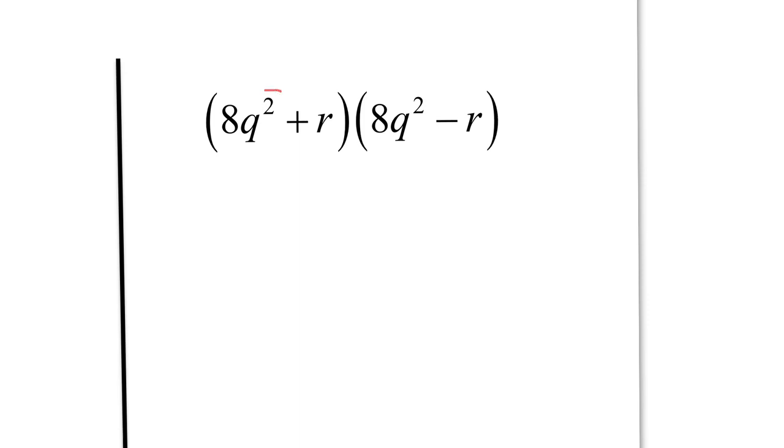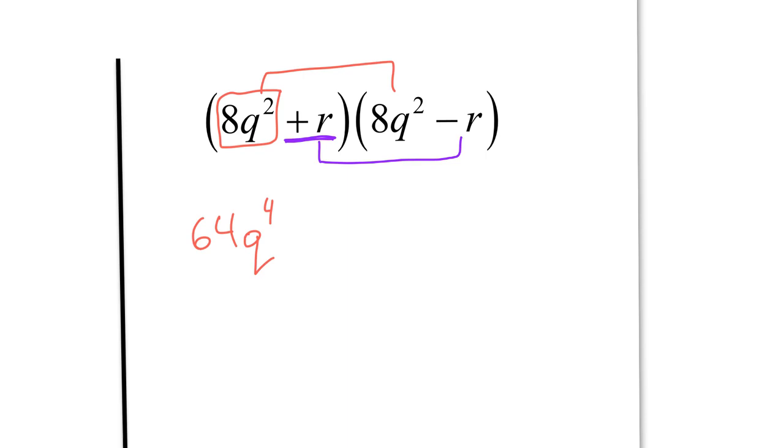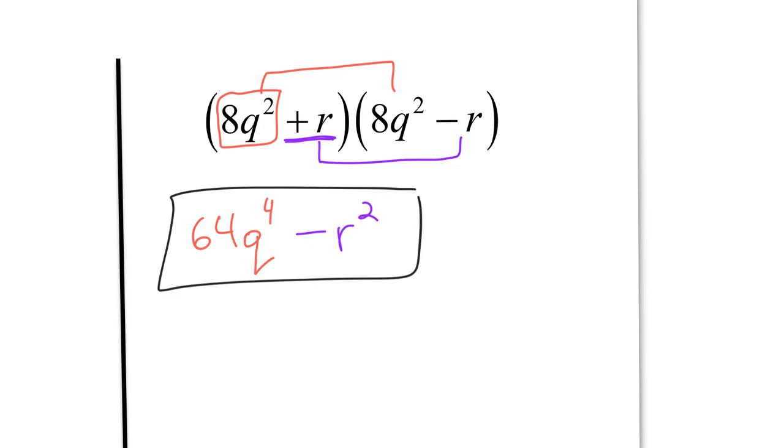So I'm going to multiply 8q squared times 8q squared. 8 times 8 is 64. Q squared times q squared is q to the 4th power. You add the exponents because we're multiplying. So 2 plus 2 is 4. Then you take the positive r times the negative r. That's going to be a minus. Positive times a negative, r squared. When you multiply those two terms, you get negative r squared. And that is my answer.